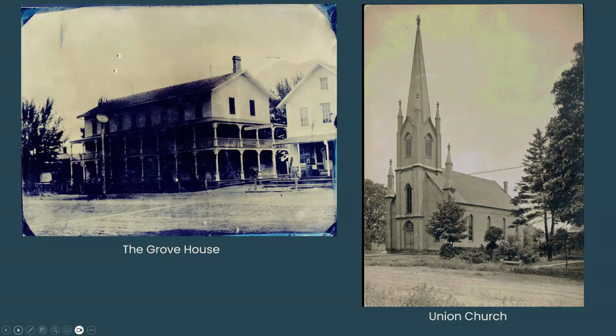Early buildings in the town included the Grove House Hotel, seen here on the left, which was on the main street. It opened in the 1840s and is pictured here in the 1860s. This was located where the Proctor Building, also known as the Newcastle Hotel Building, is today.